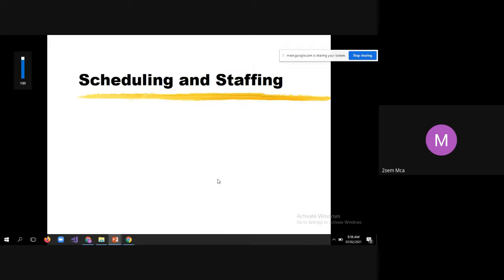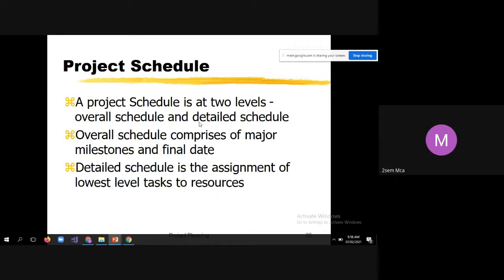Okay, I'll continue. Scheduling and staffing. Let us see what is project scheduling. Project scheduling is all about scheduling the resources to a project such that the project can be accomplished in stipulated time and within stipulated budget. So project scheduling is very, very important.